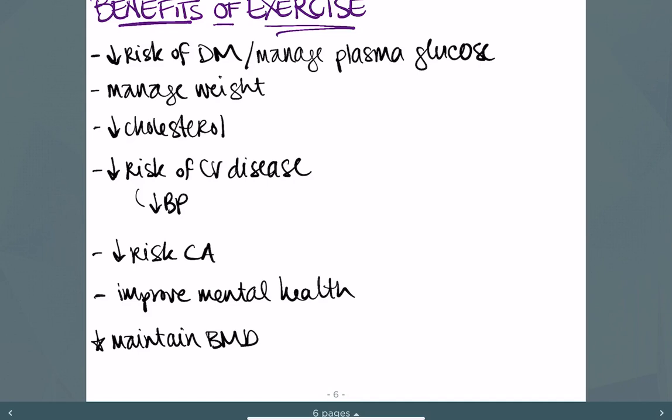So when looking at this list, there are some commonalities between the mechanisms behind decreasing the risk of cancer, commonalities in the mechanisms that decrease cardiovascular disease, and those that decrease the risk of diabetes. And one piece of this that we haven't yet really talked about is that exercise is anti-inflammatory.